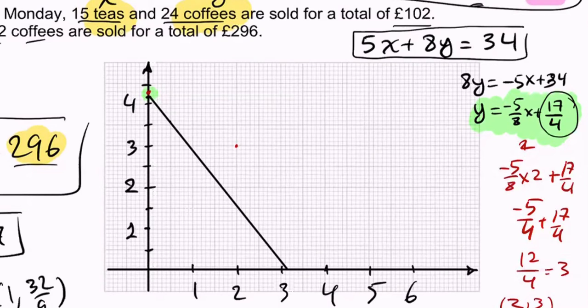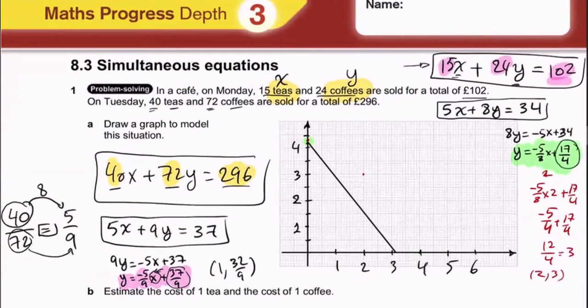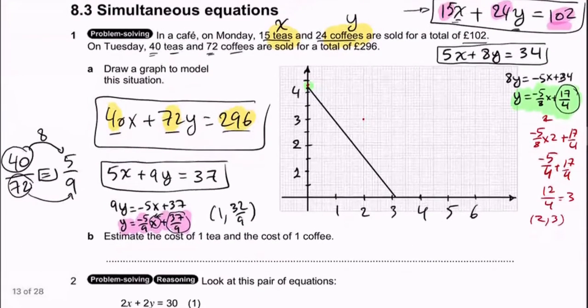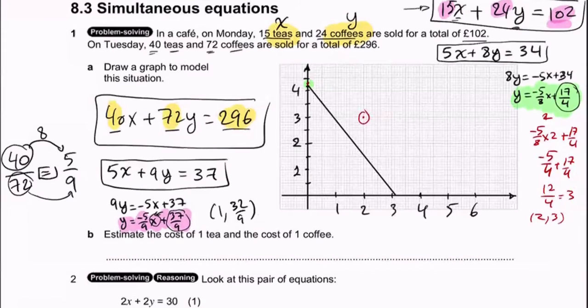Now, there is one mistake here. 15x plus 24y equals 102. Okay, divided by 3, 5x plus 8y equals 34. So 8y equals negative 5x plus 34, y equals negative 5 over 8x plus 17 over 4. And here if you put 2, it will be negative 5 over 4 plus 17 over 4, which means 12 over 4, which is 3 here, okay.